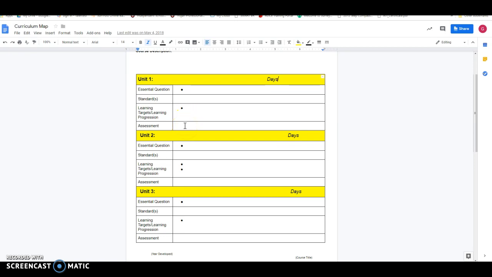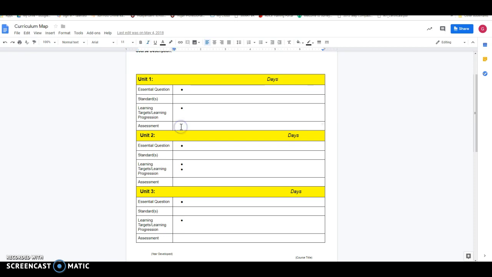And then for the assessment, you're just going to indicate how you are going to assess the students at the end of this unit. This could be a unit test, it could be a project, those types of things. So you're not going to list the formative assessments that are typically tied to your individual lessons or learning experiences, but rather that big unit assessment.